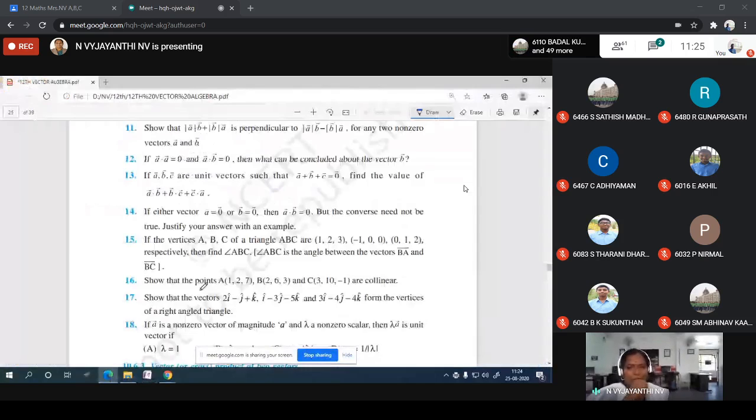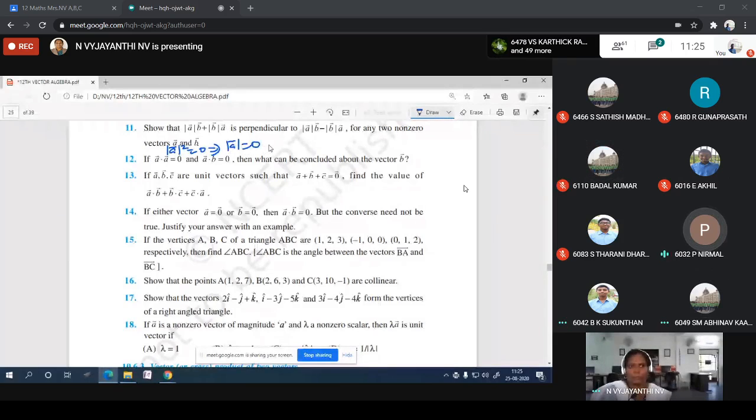This question is a frequently asked question in NDA. If A dot A equals 0 and A dot B equals 0, what can you conclude about the B vector? A dot A equal to 0 means modulus A squared equals 0, no? Modulus A equal to 0 means what? A vector is zero.